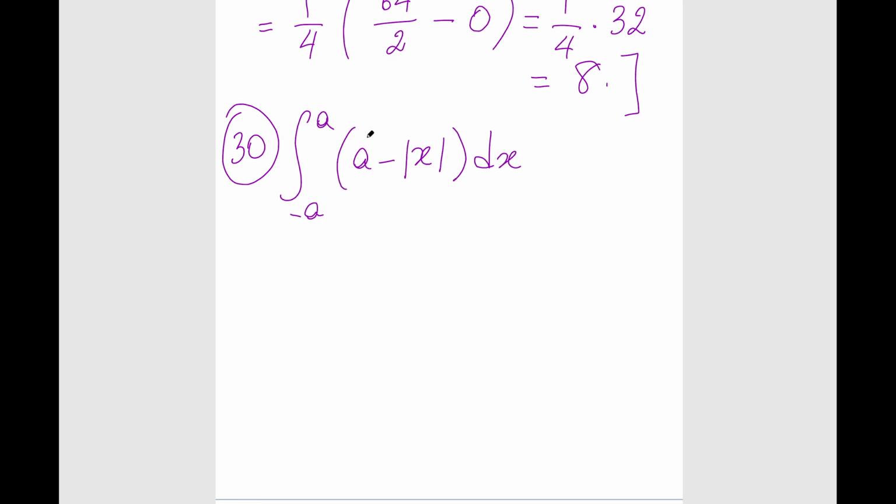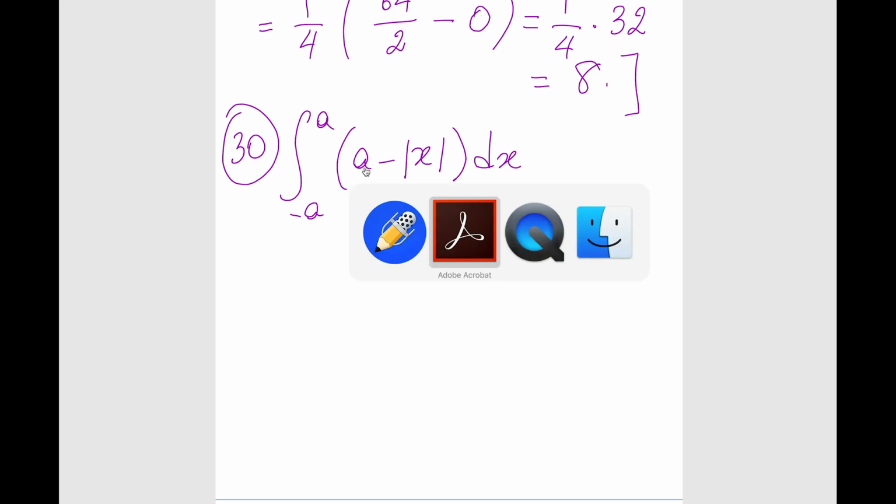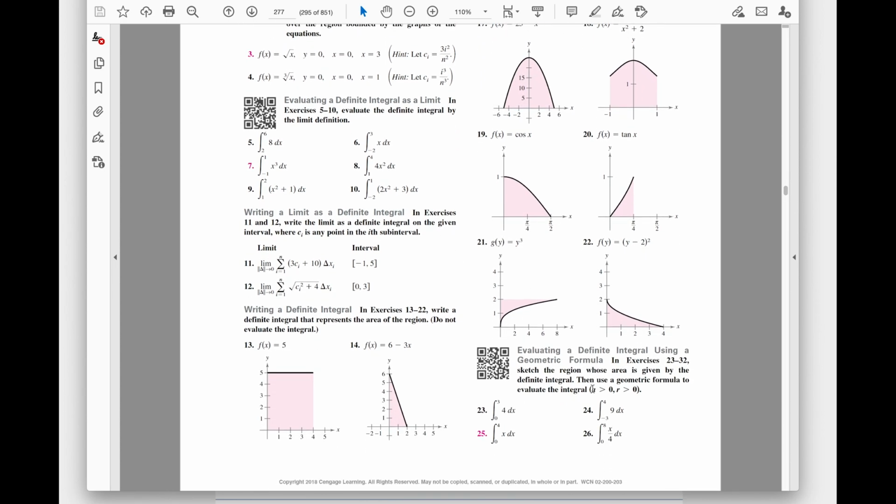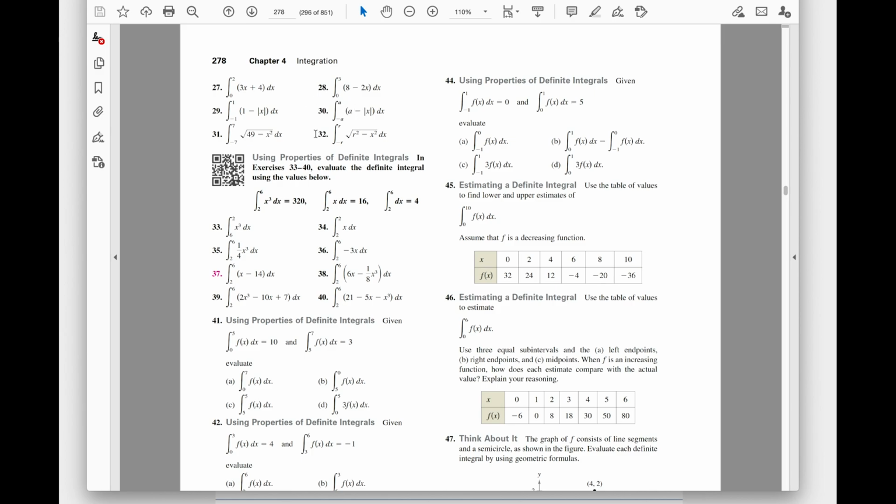Let's try to graph this function, a minus absolute value of x. How do you graph a minus absolute value of x? Well, if you think about it, minus absolute value of x means you are reflecting the absolute value function in the x-axis, because of the presence of minus, and you are shifting it vertically an amount of a, right? And remember in the book they said on the previous page that a is positive, right? So the a that you see in this problem, number 30, is positive.